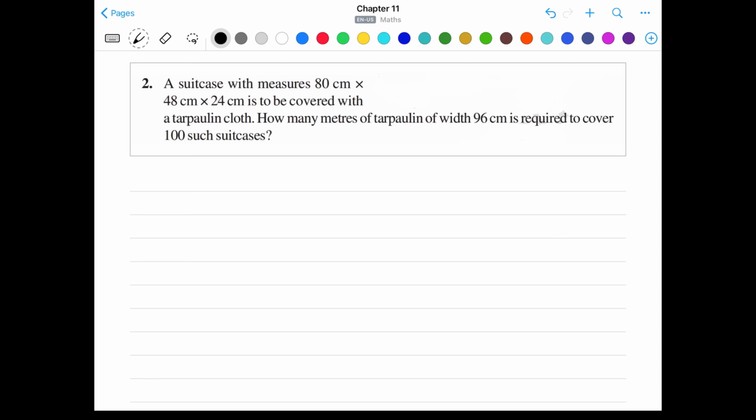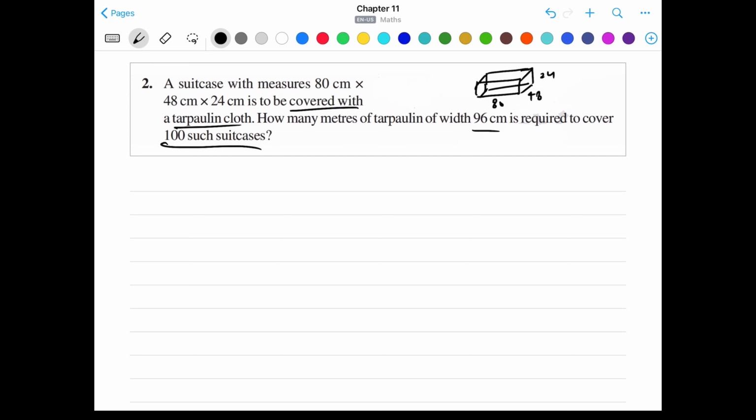It says a suitcase with the measure 80 centimeter, 48 centimeter and 24 centimeter is to be covered with tarpaulin cloth. How many meters of tarpaulin of width 96 centimeters are required to cover 100 such suitcases? Okay, so we have a suitcase which is in the shape of a cuboid, like this, whose measurements are given. Length is 80 centimeter, breadth is 48 and height is 24 centimeter. So we need to cover these with tarpaulin cloth.